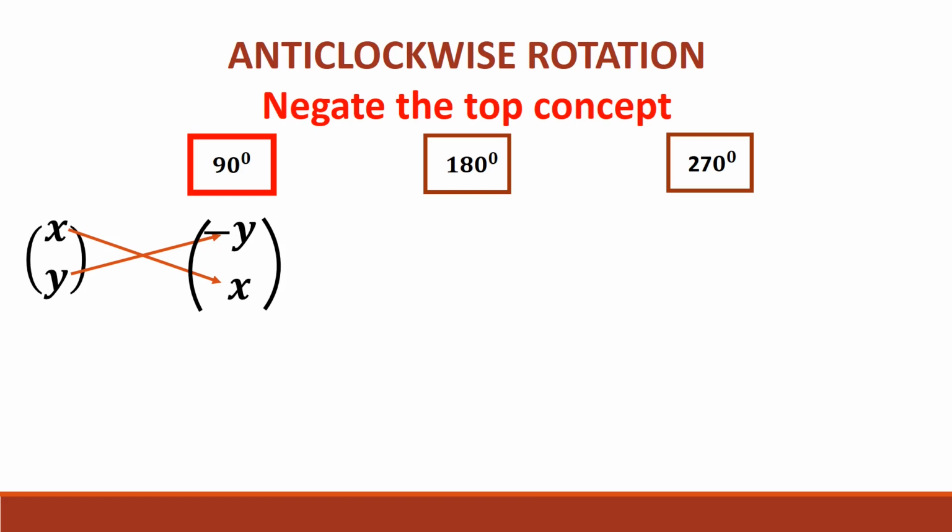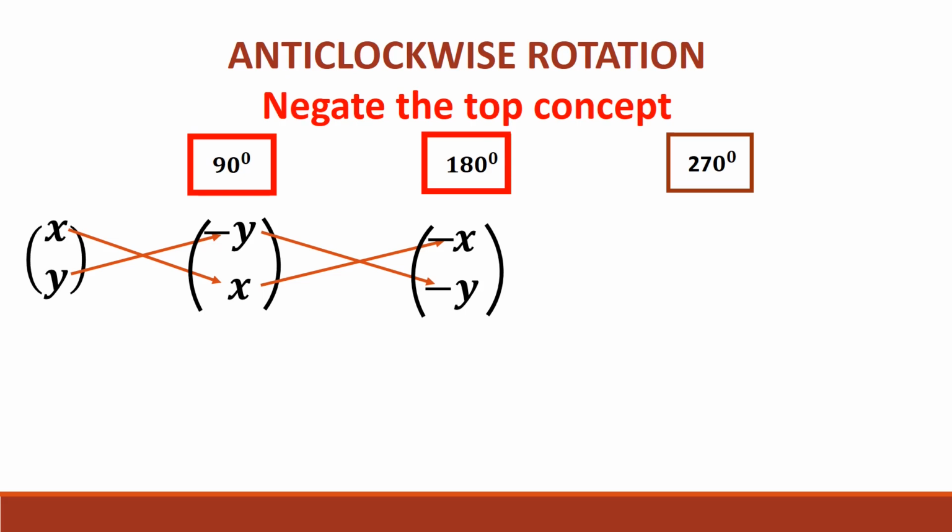To get 180 degrees anticlockwise rotation, we continue the process by moving. This time negative y comes down whilst the positive x moves up, and anytime we are done, we negate the top, and that will produce the new image point (negative x, negative y), and that gives the formula for 180 degrees anticlockwise rotation.